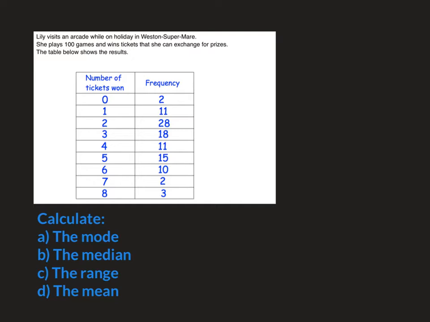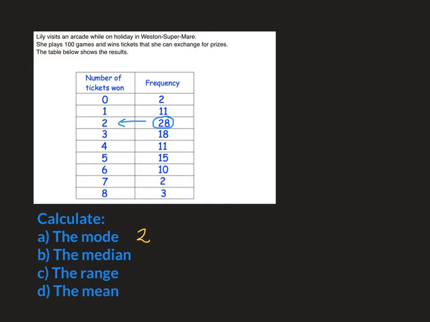So just to recap what we did last lesson. We're talking about taking statistics from frequency tables like the one you can see here. Remember, we can calculate the mode. Mode is most common. Here we've got Lily visits an arcade while on holiday. She plays 100 games and wins tickets that she can exchange for prizes. What was the most common number of tickets she won? Well, that would be 2, because that has got the highest frequency. So she got 2 tickets 28 times. So the mode is 2.